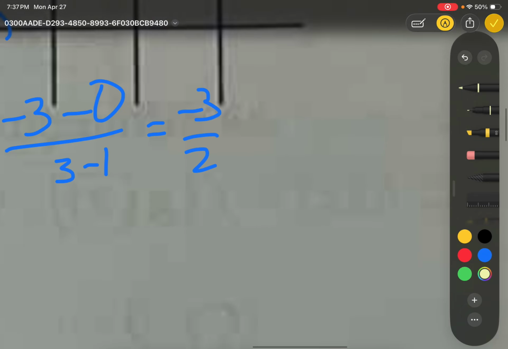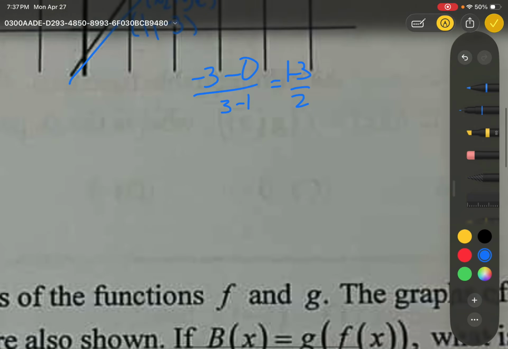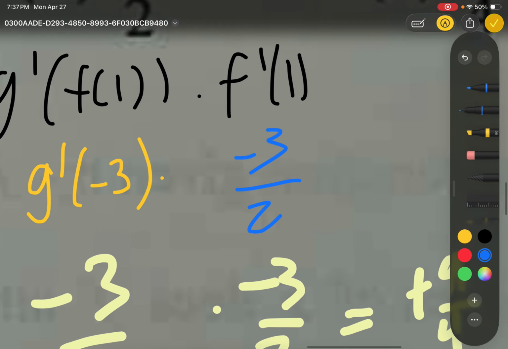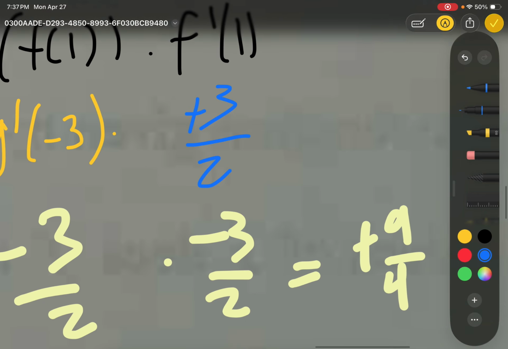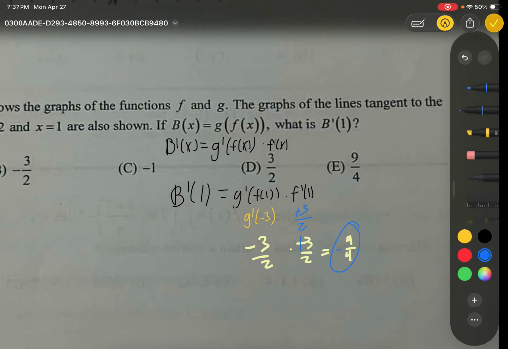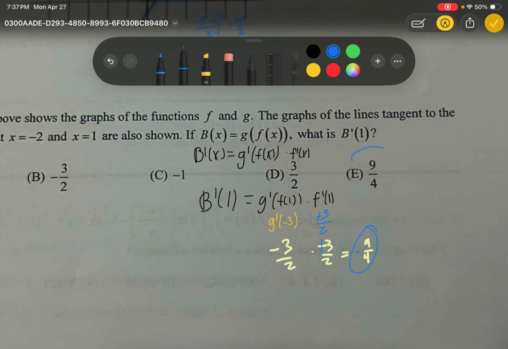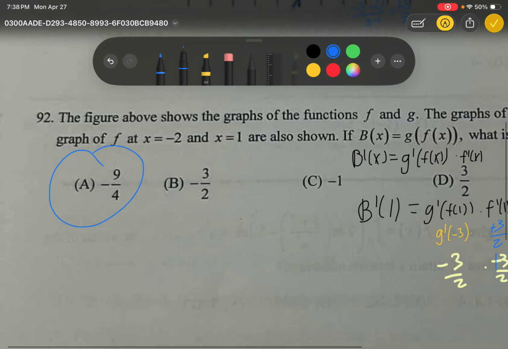Oh, I got this one wrong. It's supposed to be positive 3 halves because the slope is increasing. I got that one wrong, my apologies. So this is going to be positive, and you should get negative 9 over 4. And that's going to be your answer, and that's going to be question A.